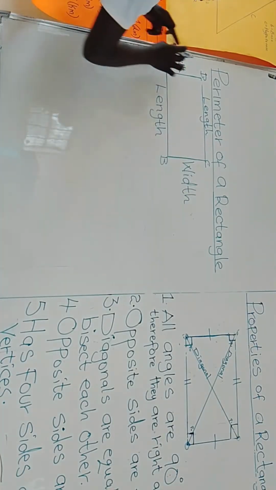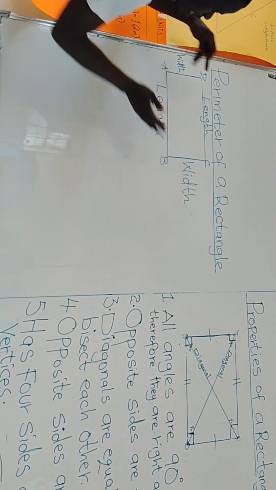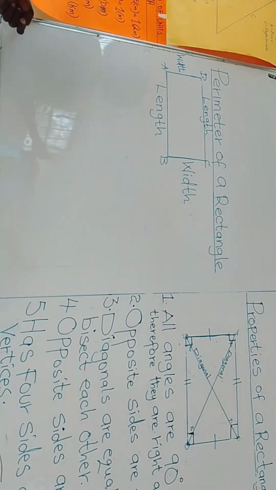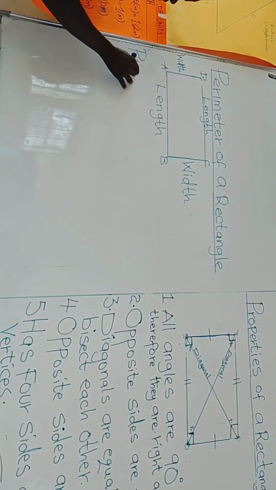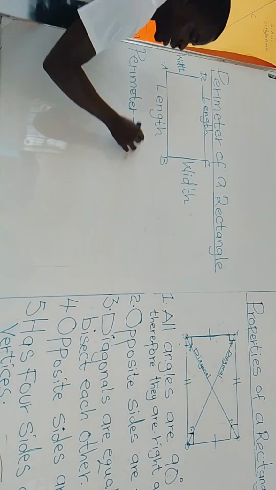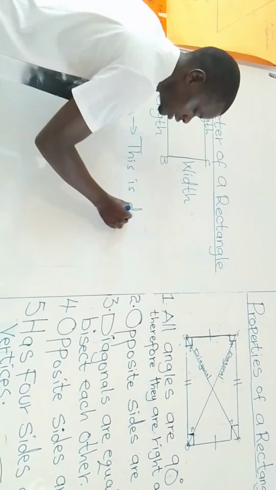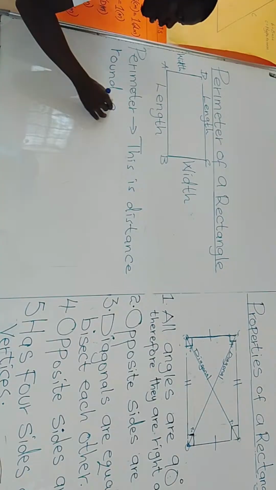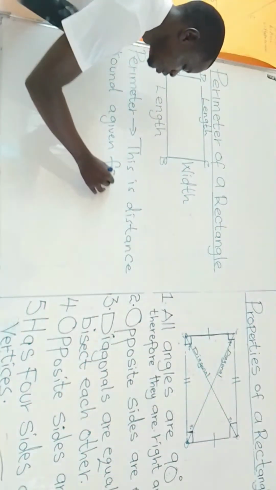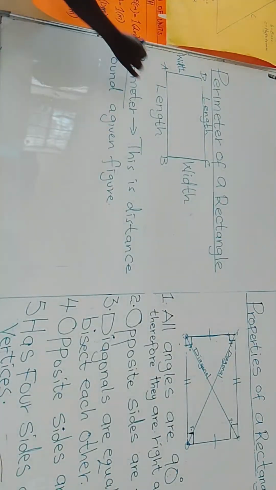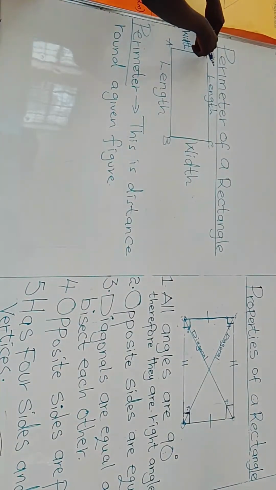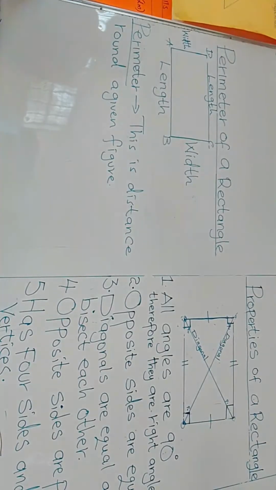So that's why we say that one of the properties is that the opposite sides are equal, whereby the lengths are the same, but they do not meet at any point. Now, what is perimeter? Perimeter is the distance around a given figure. So what do I mean by this? If I move from A to B, then from B to C, then from C to D, and back from D to my starting point A, that is the distance around a given figure. That is the perimeter that I'm talking about.